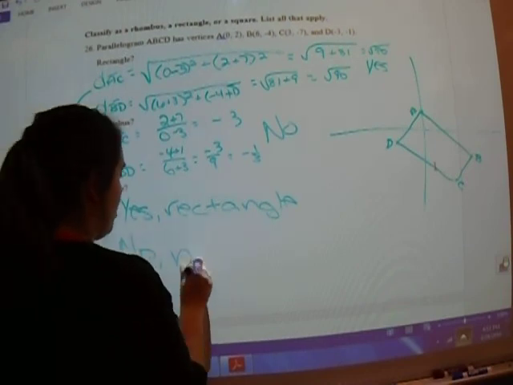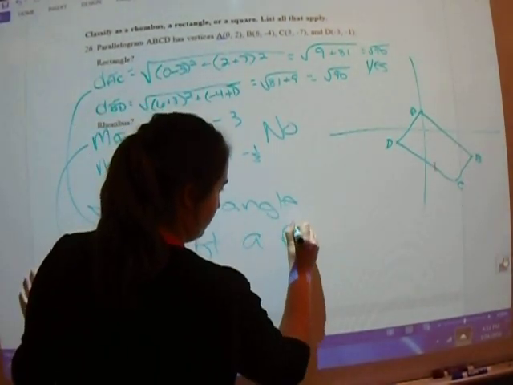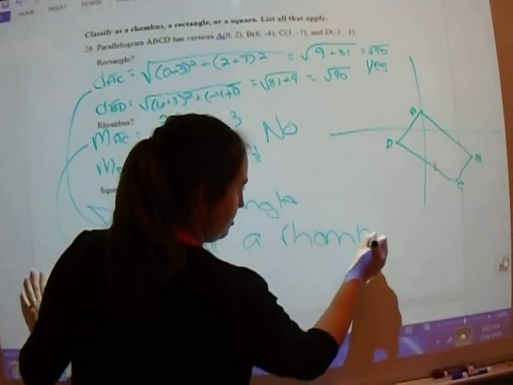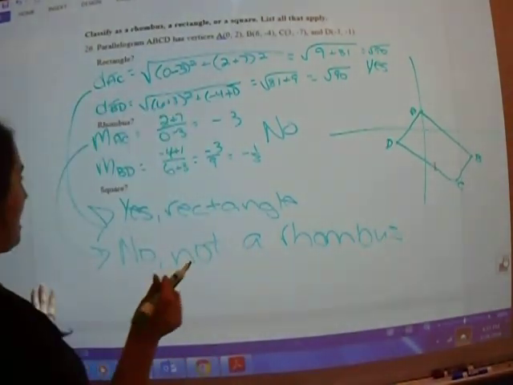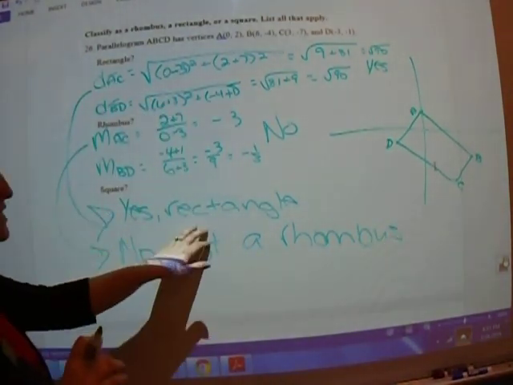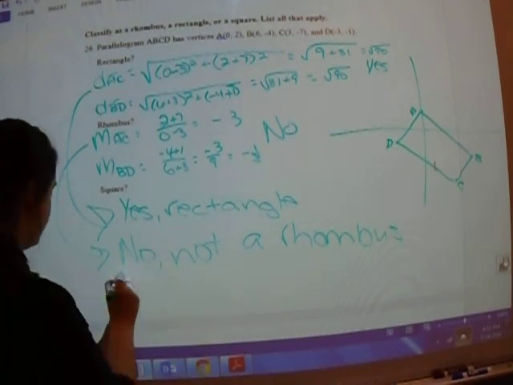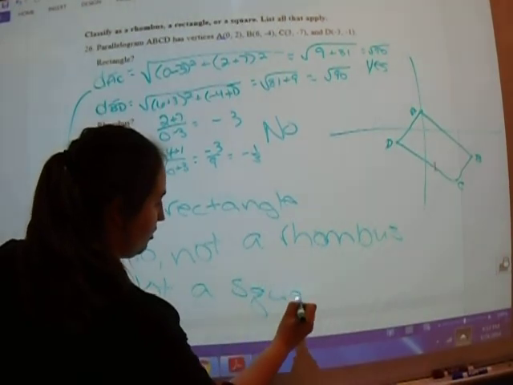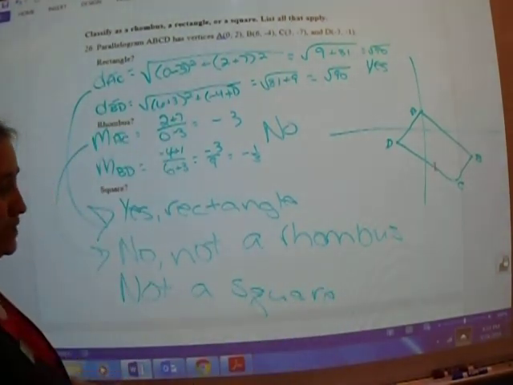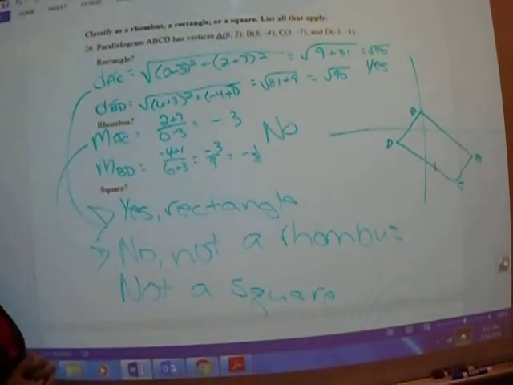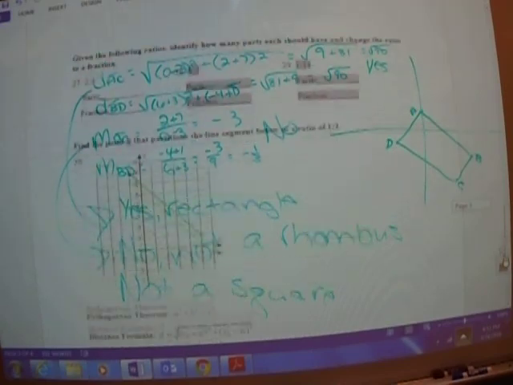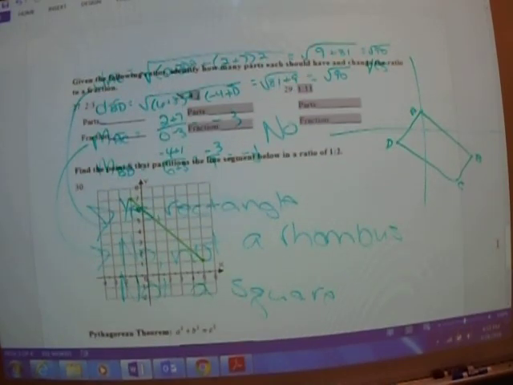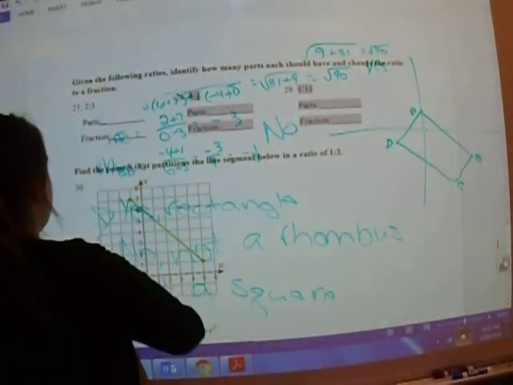No, not a rhombus. And finally, if it's a rectangle but not a rhombus, then it's not a square, right? It has to be both. All right? That's very important. Okay, so that's how you do this one. Feel free to pause the video if you need to. All right, just 2 more questions.